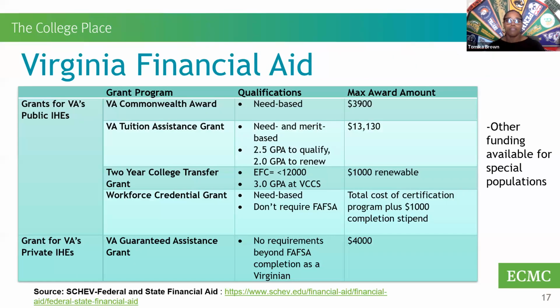So now we've talked about federal aid. What's available in terms of the state of Virginia? What are we awarding here? The state of Virginia offers two need-based financial aid programs, the Virginia Commonwealth Award and the Virginia Tuition Assistance Grant. Commonwealth Award students can receive almost $4,000. Tuition Assistance Grant, they receive up to $13,000. You see the requirements there for those students.